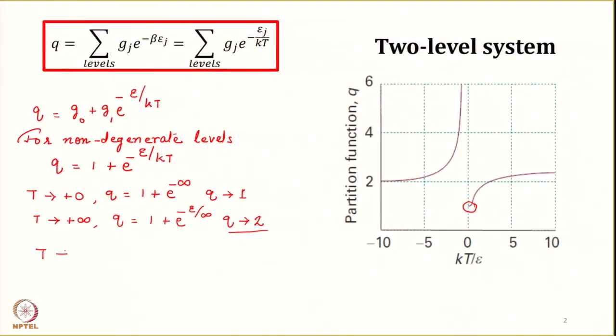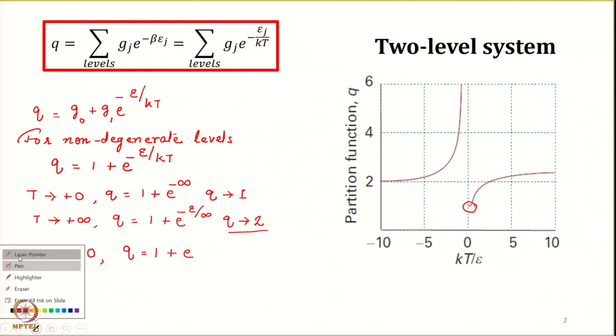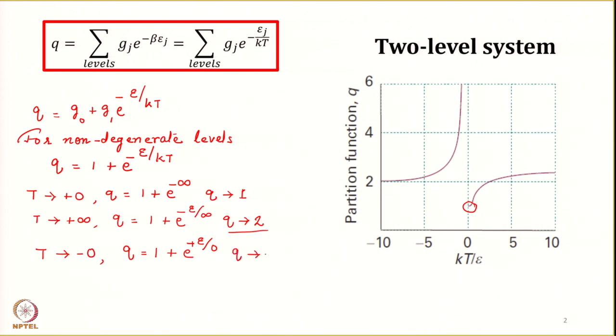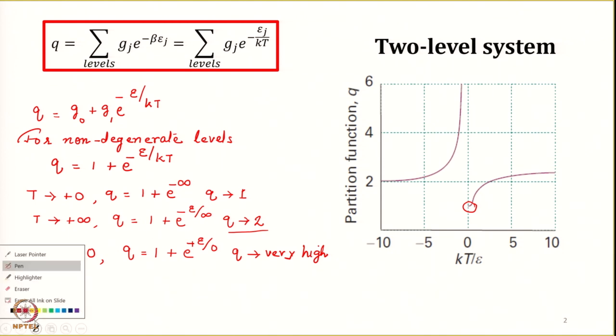Now let us talk about T approaching a value of minus 0 from the negative side. Then Q is equal to 1 plus exponential minus E upon kT. Substituting minus 0, minus minus becomes positive, so the exponent is plus E upon k times 0. So Q becomes very high, in fact moving towards infinity. And that is what you see over here. It is rising very sharply. When temperature approaches minus zero, Q increases very sharply.